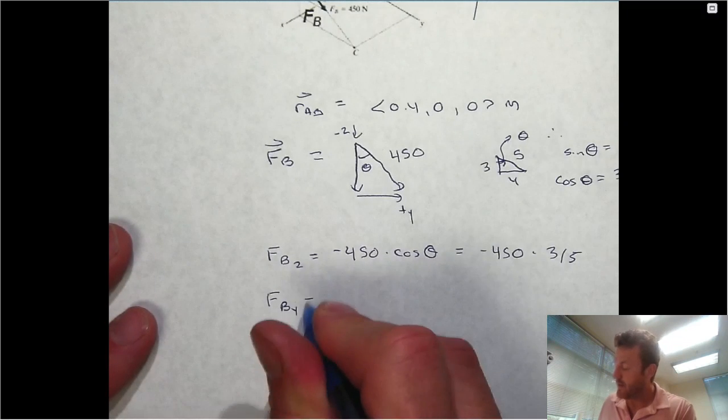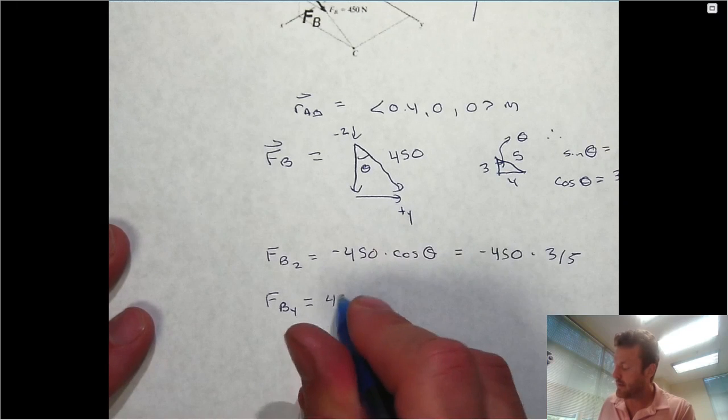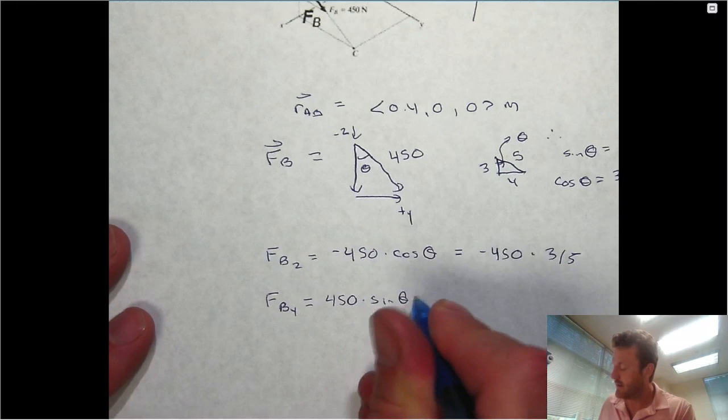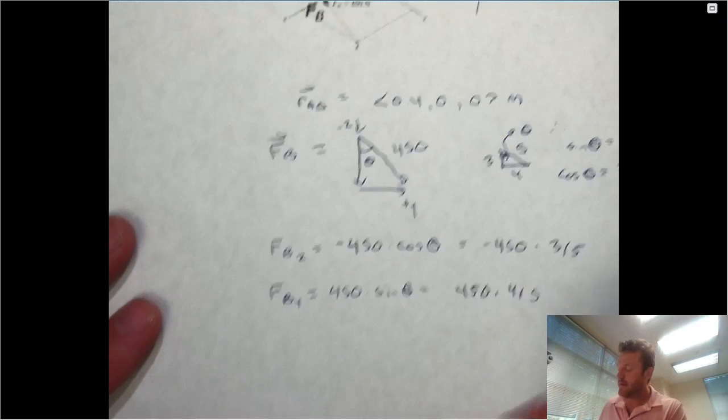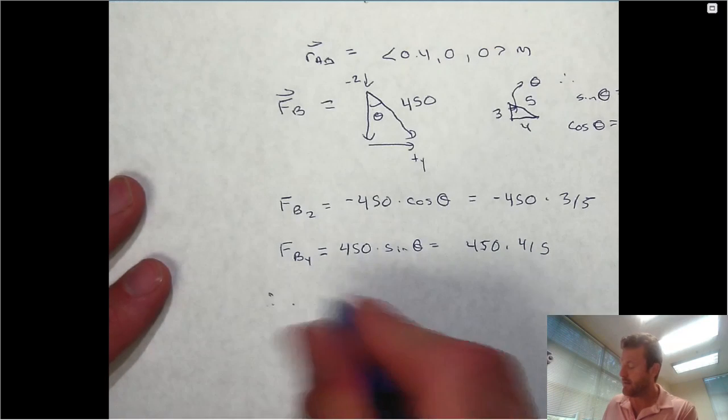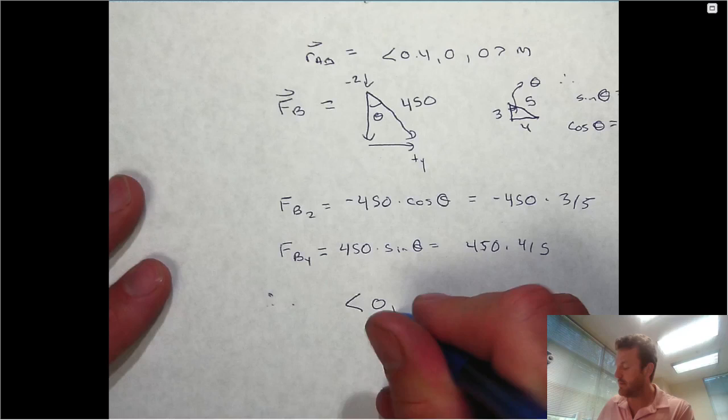For the y component, that's in the positive y direction. It's just going to be 450 times sine of theta, which will just be 450 times 4/5. Therefore, I can write an expression for FB. It has no x component.